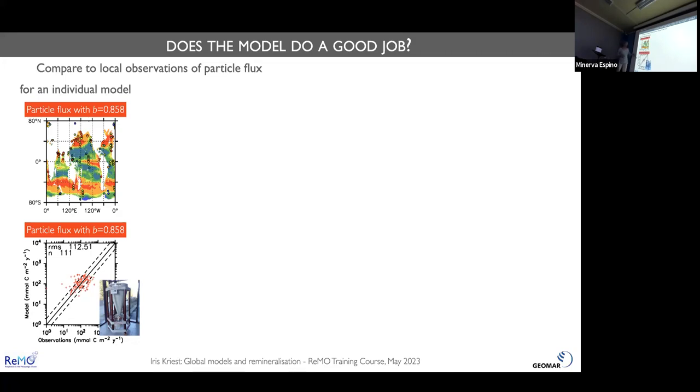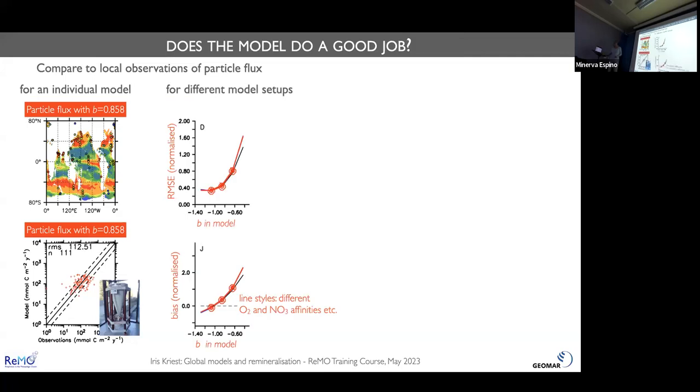Nevertheless, we can do fancy things, calculate a root mean squared error, a correlation, a bias, whatever, because we want to see which model and which model setup is the best. So we can do this for all our 9 and more model experiments. And this is finally shown here. So what you see here on the x-axis is the B in all the different model experiments, the different colors indicating different affinities for oxygen and nitrate, and the y-axis showing the root mean squared error of this analysis for each of the individual model simulations.